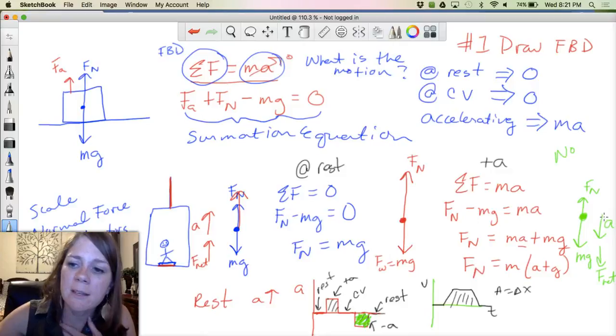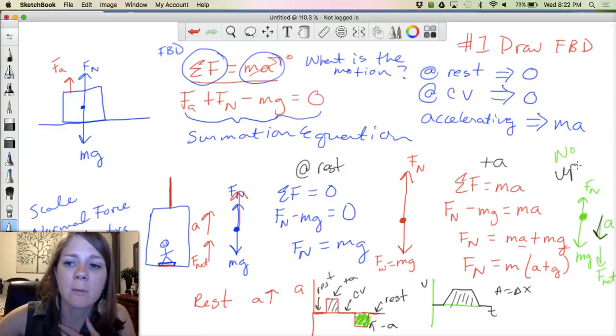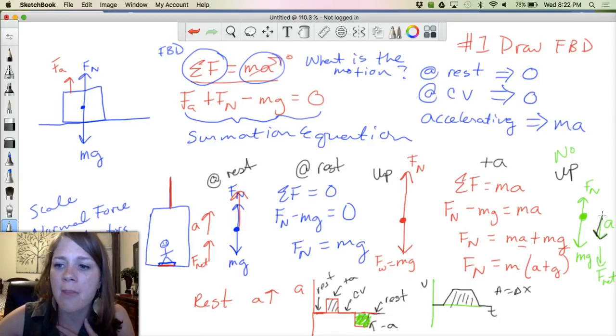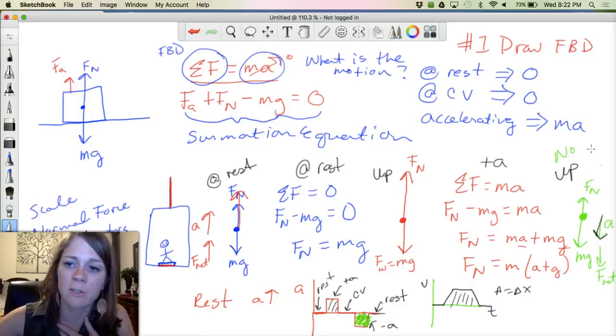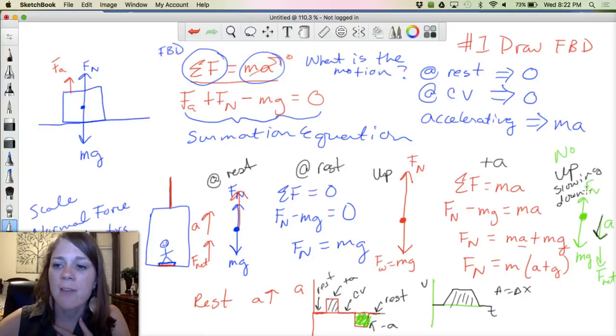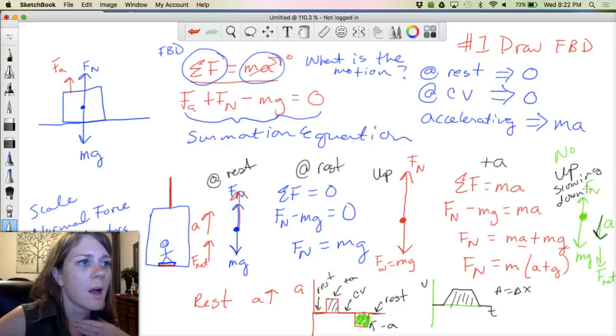So just because the acceleration vector is this way does not mean that I'm moving down. I'm still moving up, and here I was at rest, so I wasn't moving at all. I'm moving up, and the acceleration vector is in the opposite direction, so this just means I'm slowing down. And when I'm slowing down in the upward direction, that means that the weight force is greater than the normal force.